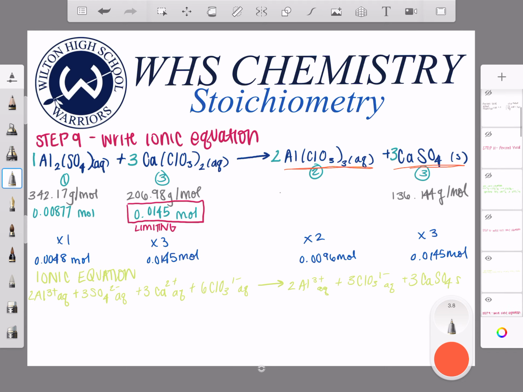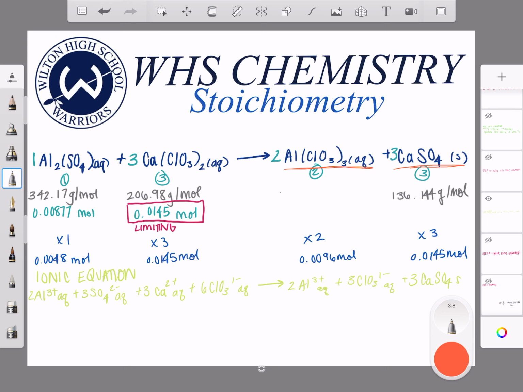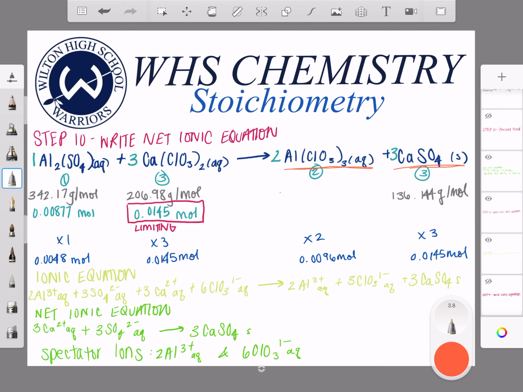And next step is we're going to write the net ionic equation, which is very similar to the ionic equation, but you remove the spectator ions. Spectator ions are ions that appear on both the reactant and the product side of the equation. So I have written the spectator ions here on the bottom, just so you can see which ones they were. And the net ionic equation is here, and we've removed the spectator ions from it.